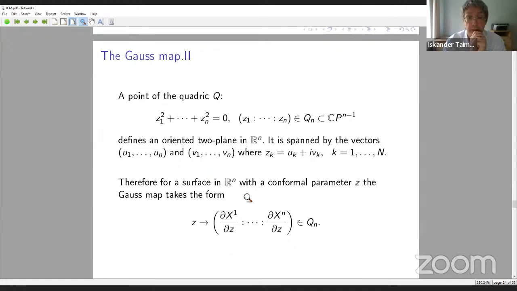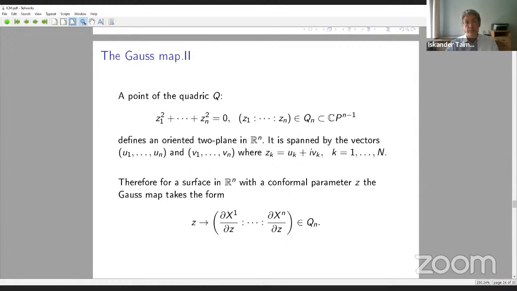Therefore, for a surface in R^n with a conformal parameter z, the Gauss map takes this form. It's just z, we're mapping z into the point of the quadric Q_{n-2}, such that the homogeneous coordinates of the quadric are given by derivatives of coordinates with respect to the conformal parameter. So this is a very nice formula for the Gauss map in terms of the conformal parameter.